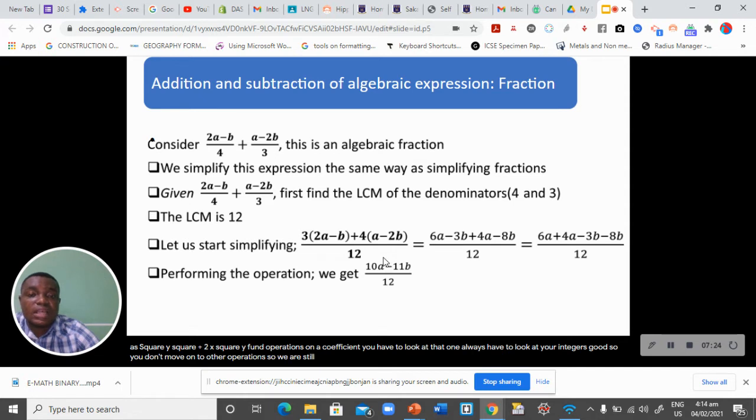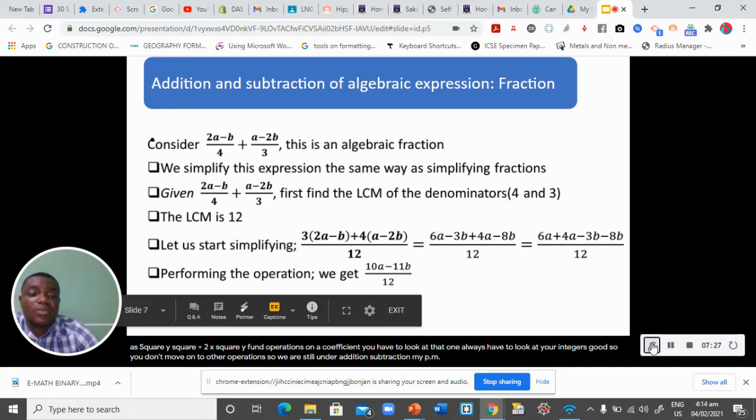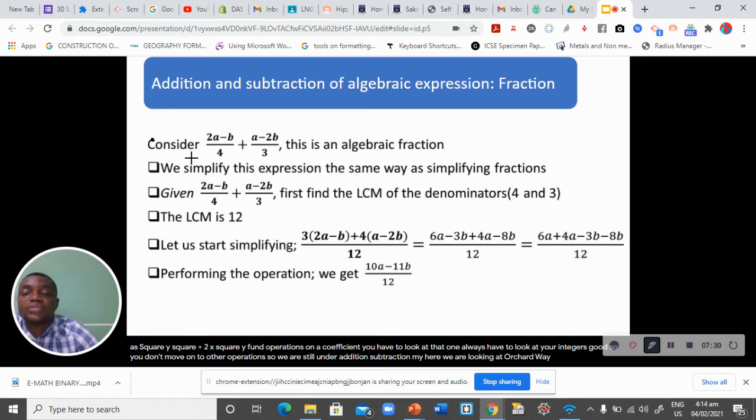We are still under addition and subtraction, but here we are looking at algebraic fractions. Let us consider this: (2a minus b) over 4 plus (a minus 2b) over 3. This kind of expression is a fraction. So we simplify this the same way we solve fractions. We look at the denominators, which are 4 and 3. Then we find the LCM. The LCM of 4 and 3 is 12.